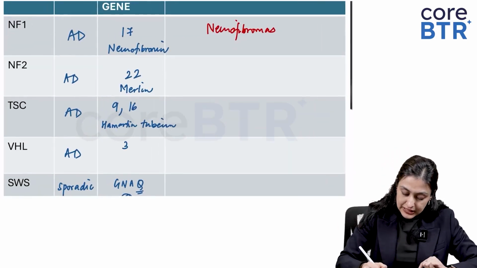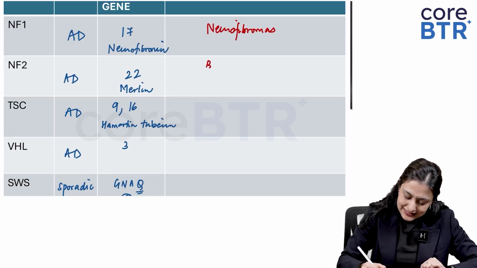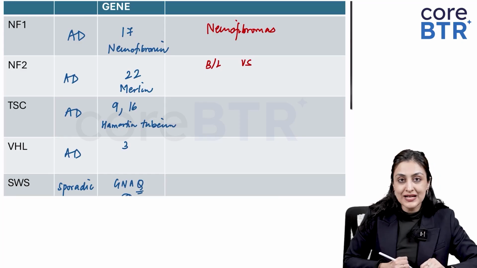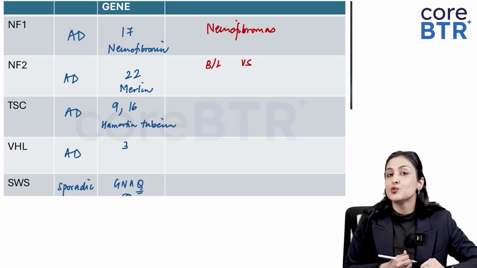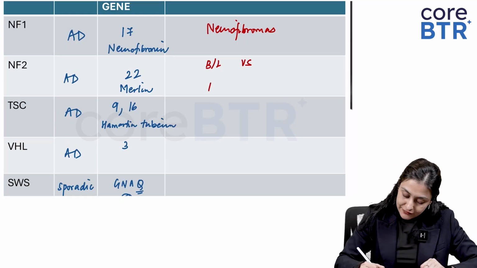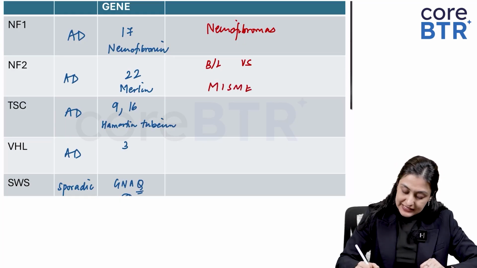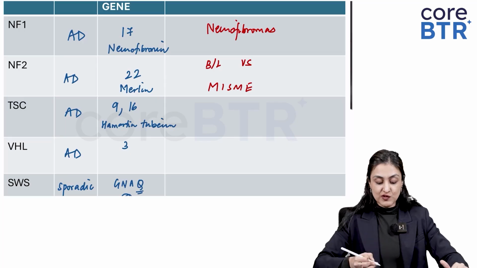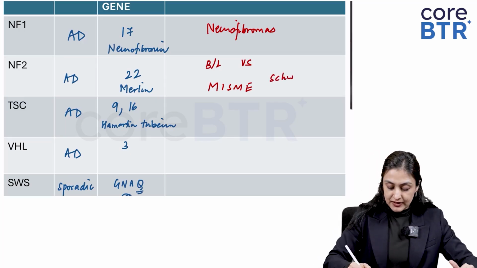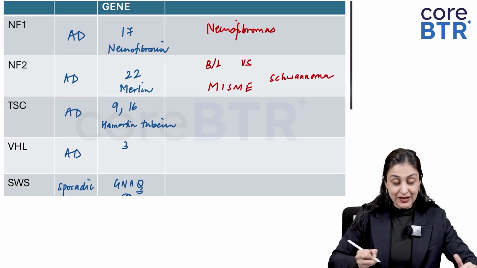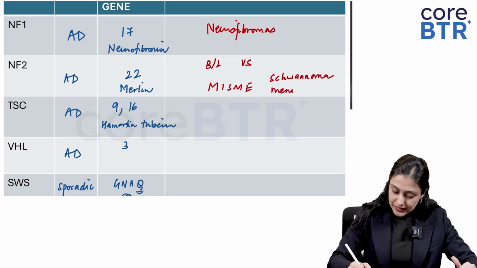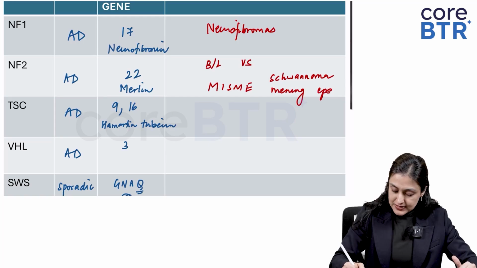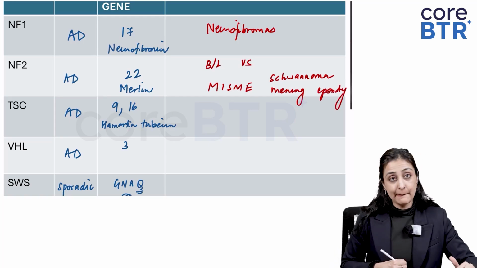NF2 is very simple. You need either bilateral vestibular schwannomas or one vestibular schwannoma with family history. Apart from that, it has MISME features. MISME means multiple inherited schwannomas, meningiomas or ependymomas. So you can remember MISME.